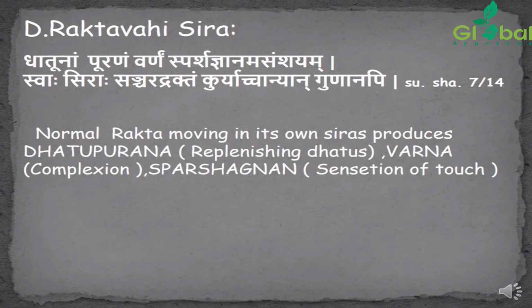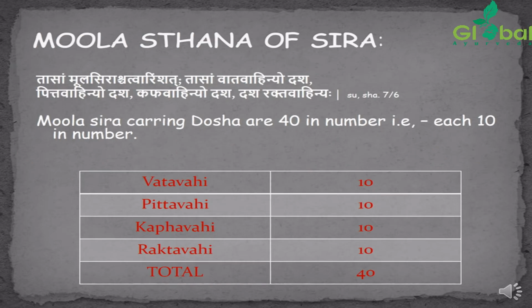Fourth is the Raktavahi Shira. Dhatunam puranam varna sparshagyanam achanchalam, swaha shirah raktcharatak kuryaschanya gunanapi. According to Sushrut Samhita Sharirsthan 7th chapter, normal Rakta moving in its own Shira produces Rakta Purana, that is replenishing the Dhatus, and Varna, that is complexion, and Sparshagrahana, sensation of touch. These are all the normal functions of the Vatavaha, Pittavaha, Kaphavaha, and Raktavaha Shira.